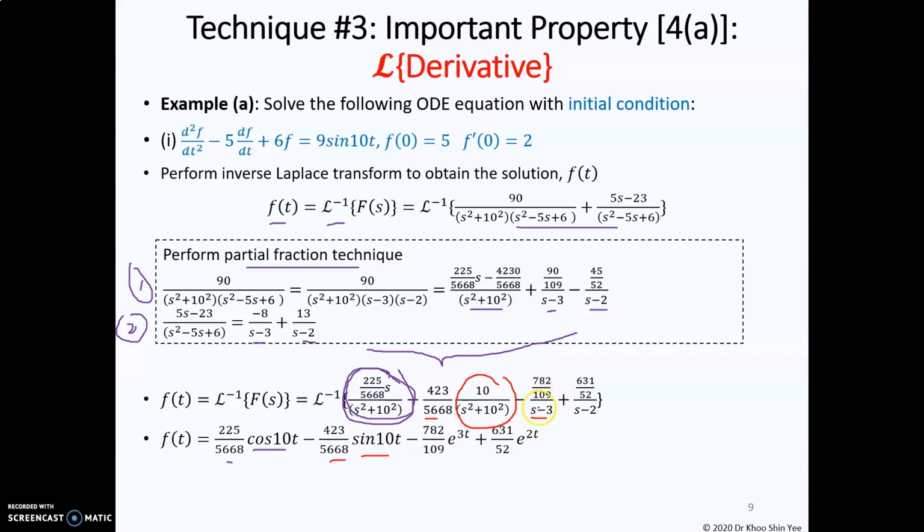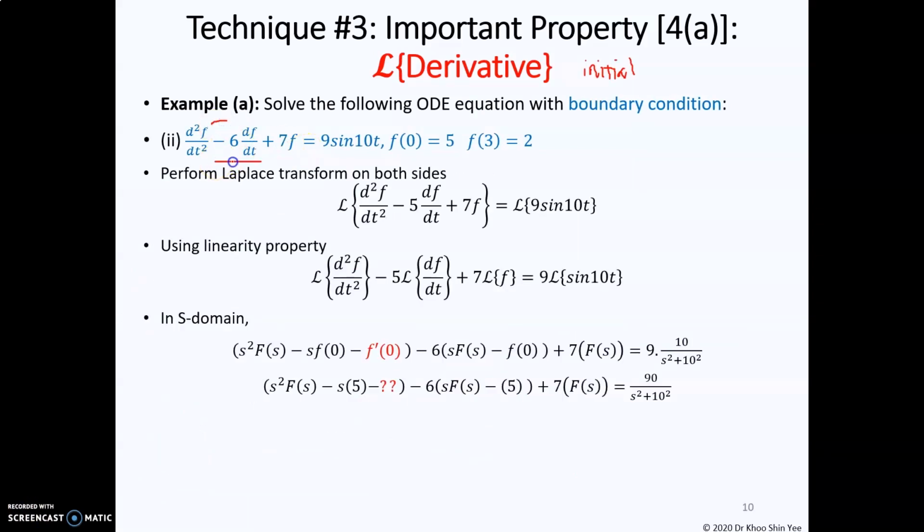So you have s minus 3 here, where your a is equal to 3. Therefore you substitute the exponential e to the 3t, where your a is 3 here. And for this one, your constant a is 2, so your exponential is e to the 2t. So with that, you obtain the f(t) answer.